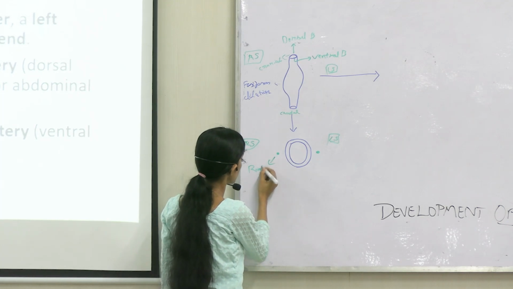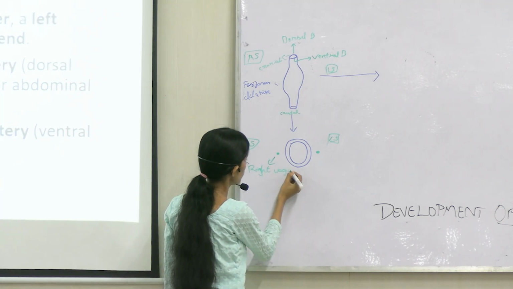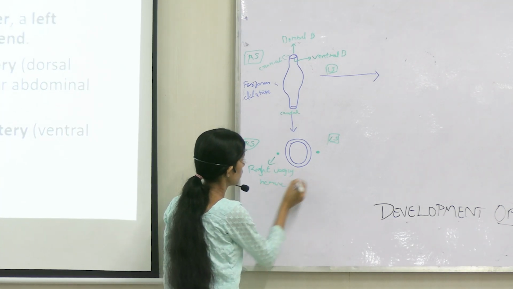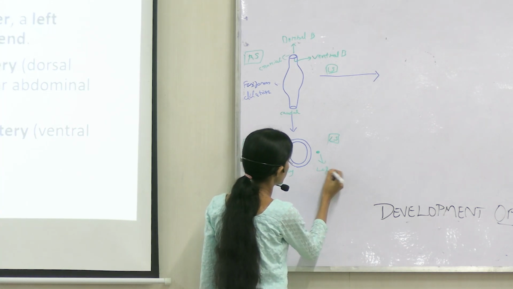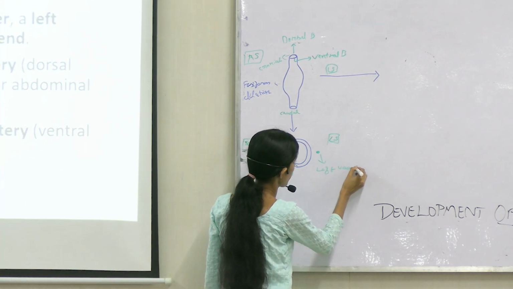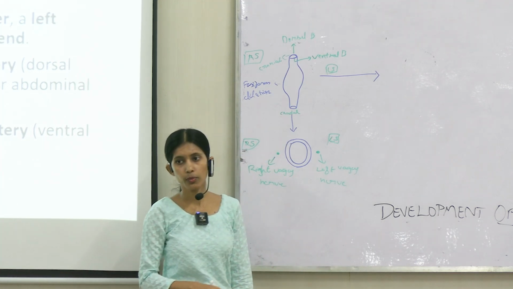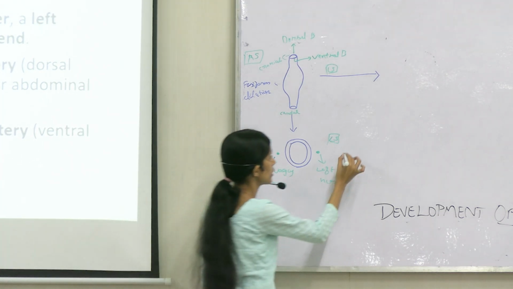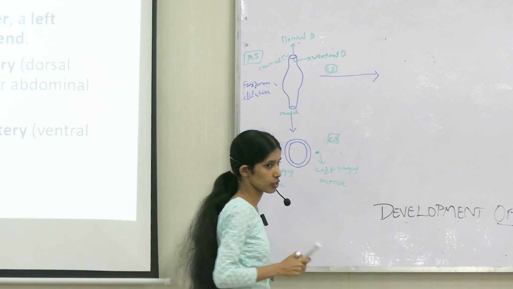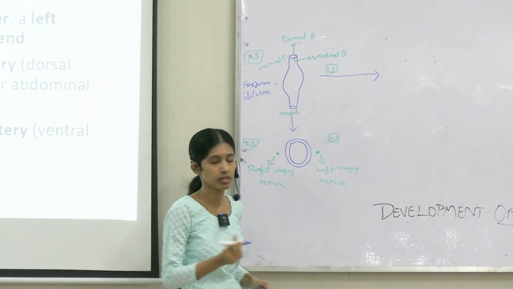Right vagus nerve and left vagus nerve. Okay. After this, there will be a rotation in the developing stomach.